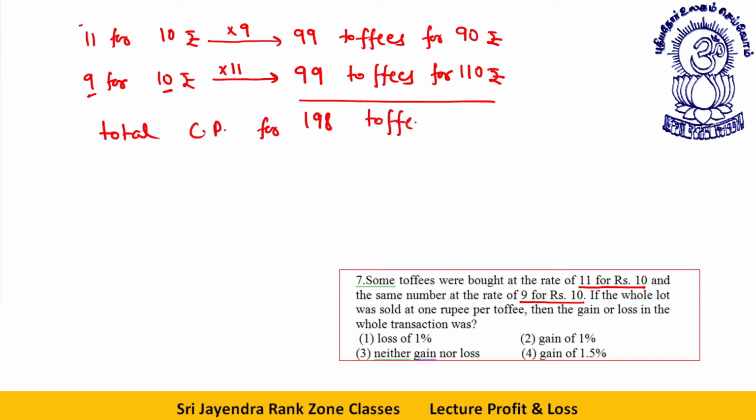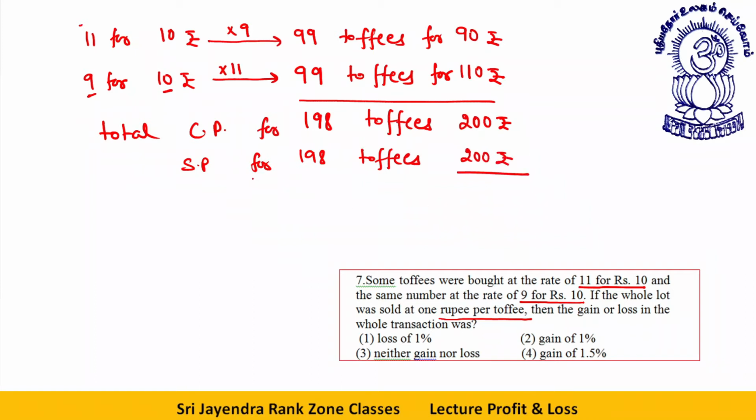So, what is my total CP for 198 toffees? That will be 200 rupees. Okay, total CP for 198 toffees, 200 rupees. Now how many toffees bought? SP was sold at 1 rupee per toffee. Now SP for 198 toffees is 198 rupees.